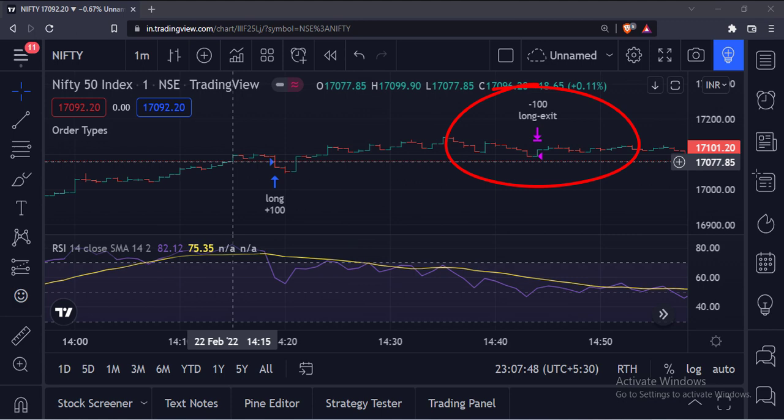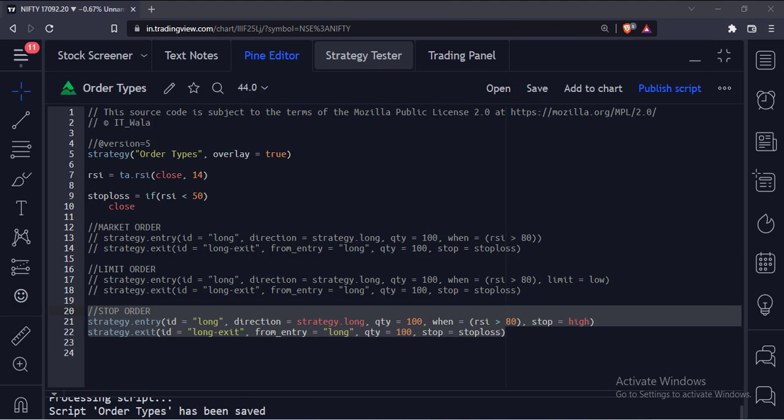Now let's see the stop order type. Here we have used the strategy.entry function. The first argument is the ID of the entry. The second argument is the direction of the trade, here we are going to take a long trade. The third argument is the number of stocks to trade. And the last argument is the condition on which we want to execute a trade. We execute a trade when the RSI is above 80 levels and when the price goes up to the high level of that bar.